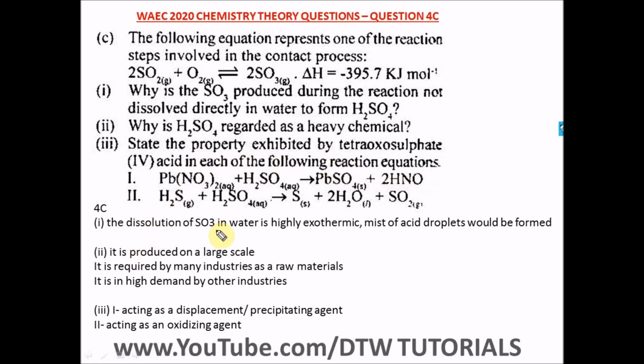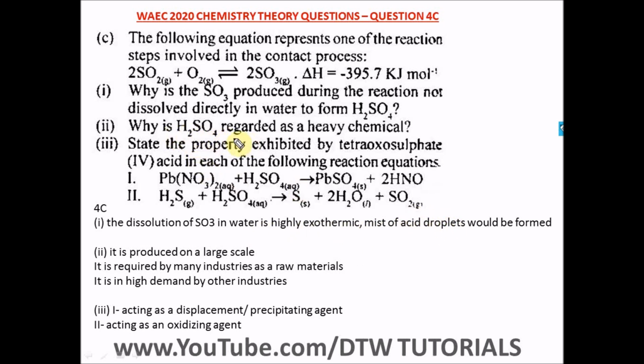Now, the dissolution of SO3 in water is highly exothermic. That means heat is given off, and a mist of acid droplets would be formed. So that is why SO3 is not dissolved directly in water, because it is highly exothermic. SO3 gas is given off, and a mist of acid droplets would be formed.